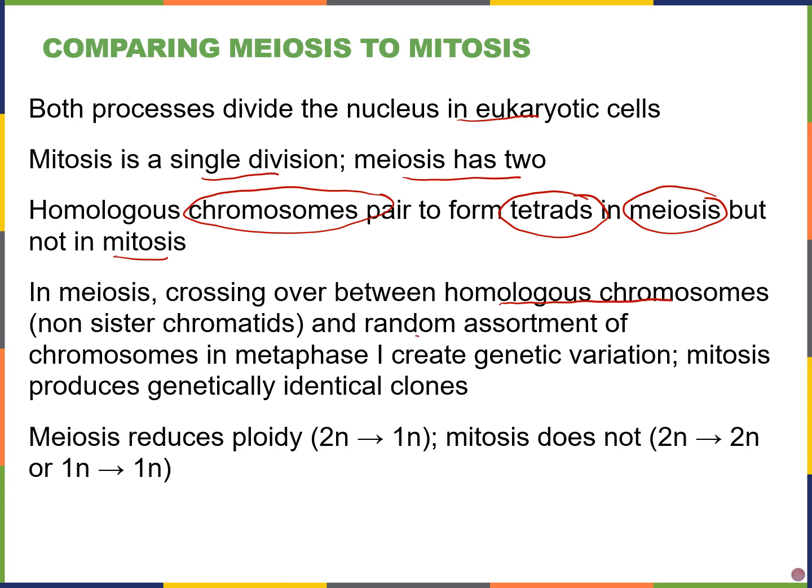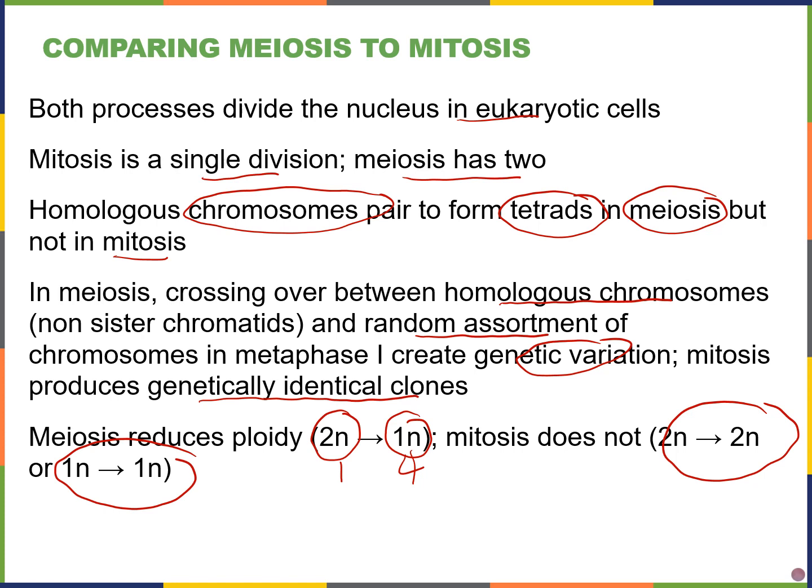We also have random assortment of the chromosomes in metaphase 1, where the maternal and paternal chromosomes line up differently and independently of the other chromosomes, and those help to create genetic variation in the daughter cells. In contrast, mitosis produces genetically identical cells. Finally, meiosis reduces the ploidy of the cells. We start with diploid cells and we end up with 4 haploid cells. And in mitosis, we don't change ploidy. So we have diploid to diploid, or in some organisms, like plants, haploid to haploid.